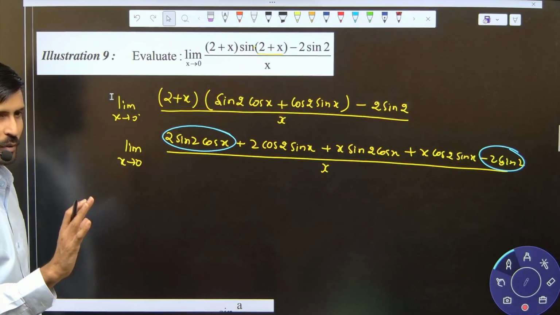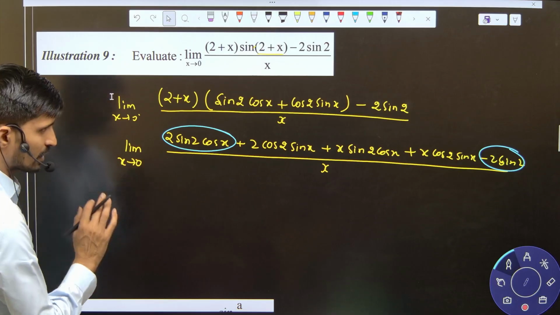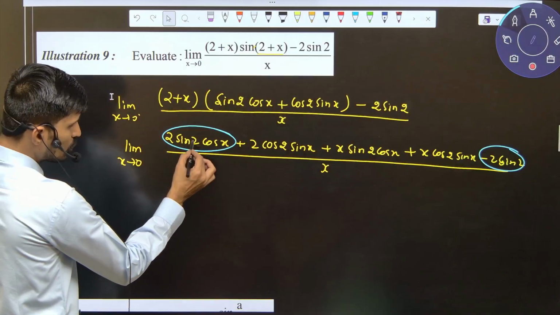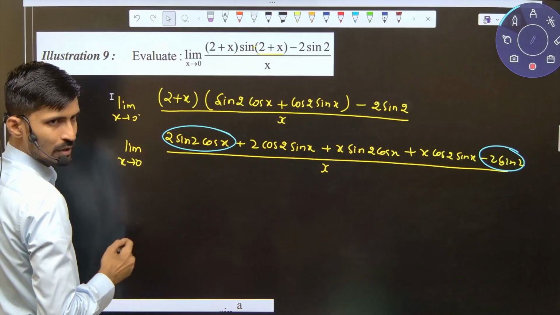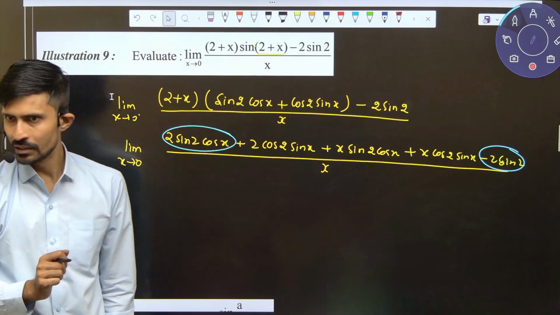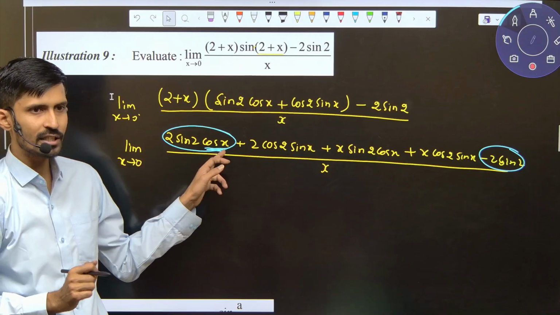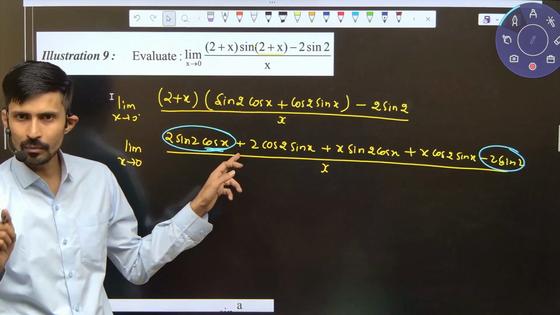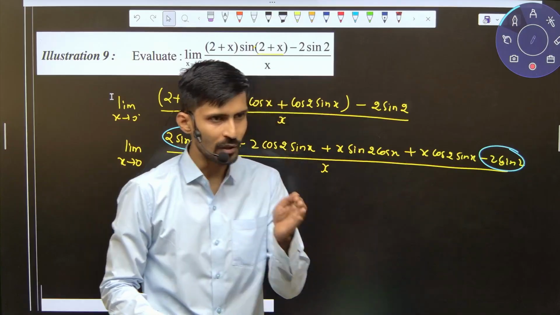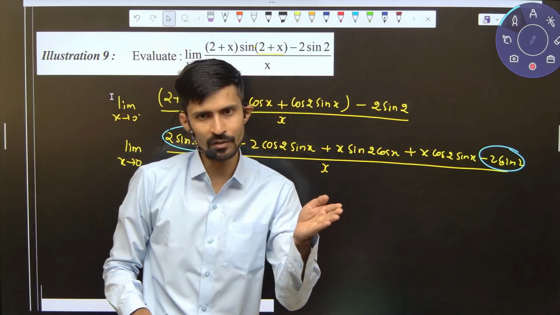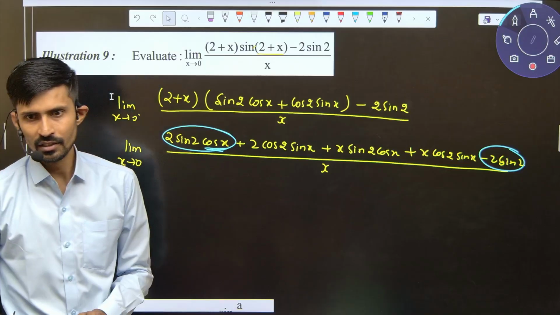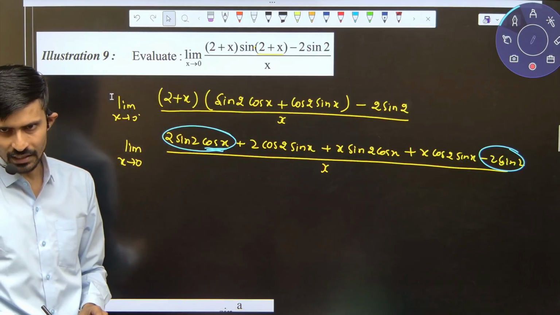Rest all, no problem. Done. The method is correct. This 2 sin 2 cos x minus 2 sin 2, I am going to put at the same place. Sir, why are you thinking like that? Because here cos x is there, and for cos x we have only one formula, 1 minus cos x. So if I arrange 2 sin 2 cos x and minus 2 sin 2, I will take 2 sin 2 common, and cos x minus 1 will generate. And if I take minus 2 sin 2 common, 1 minus cos x will generate. So both are getting arranged like the formula.